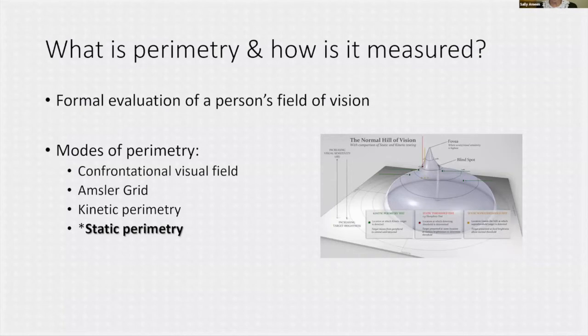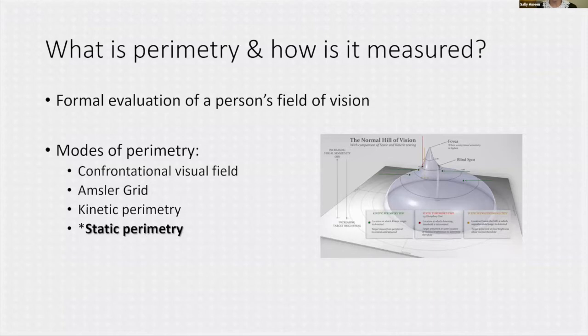What does perimetry actually mean? It is a formal evaluation of a person's visual field. And there are ways of measuring it, objective and subjective, starting with the simplest form of confrontational visual fields. And as you can imagine, that's quite a subjective measure of visual field, where you use your own visual field to compare to the patient or the subject that you are testing.